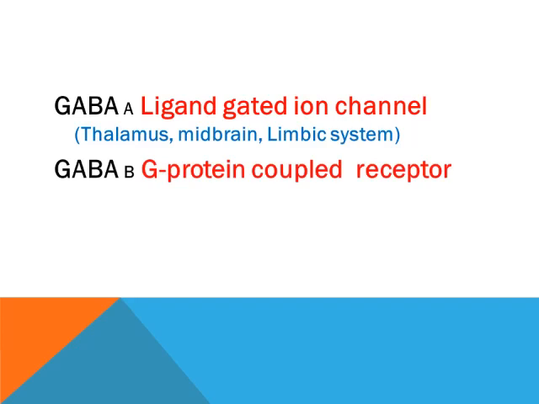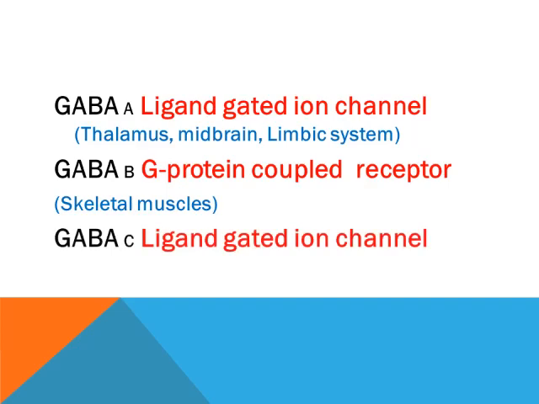GABA B receptor is a G protein coupled receptor, and it is known as a metabotropic receptor. It is mainly found in muscles. GABA C receptor is again a ligand-gated ion channel, and it is now classified as a subtype of GABA A receptor. It is found in the retina, meaning in the eye region.